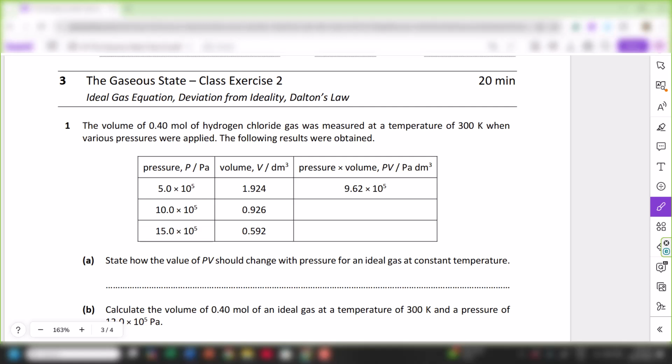Don't doubt the values, they are being measured. The pressure is applied, and that's the volume you're going to get. So basically you get the following results. I think there are some blanks here, so later on you might need to punch your calculator and calculate them, but if you wish to, you can calculate first. Just multiply the two together. You should get 9.26 times 10 to the power of 5, and the other one you should get 8.88 times 10 to the power of 5.